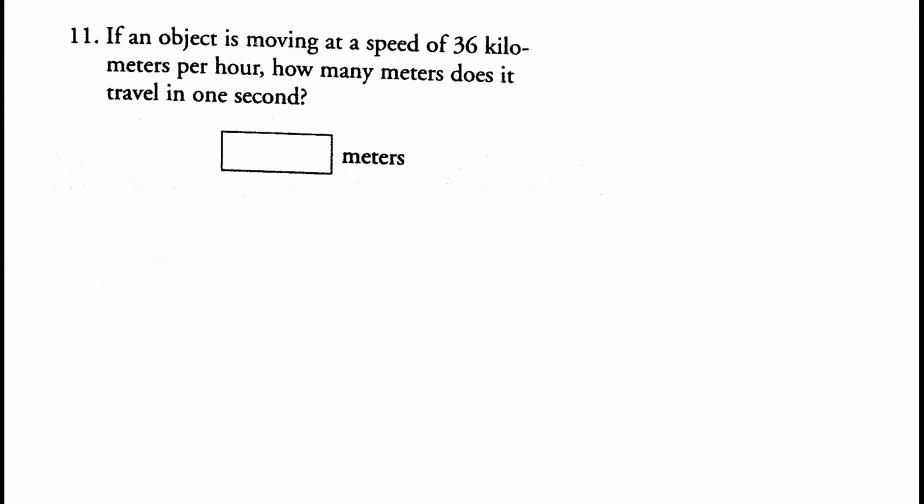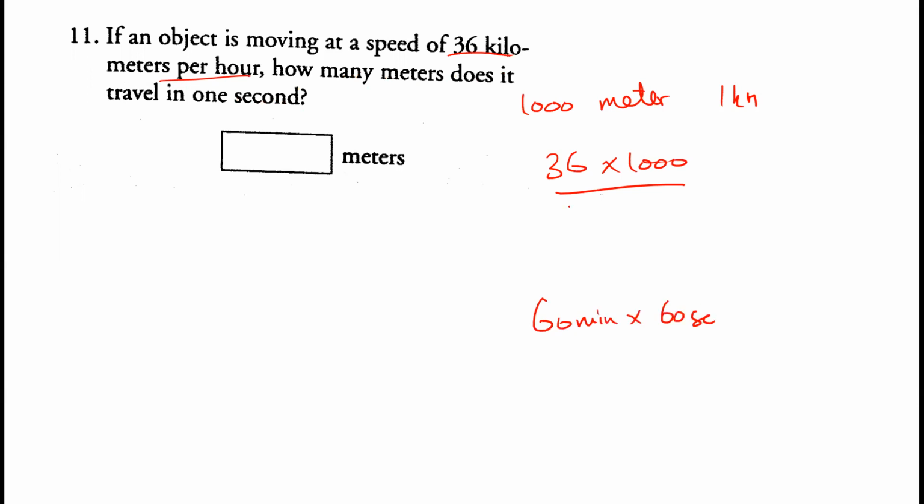Question 11. If an object is moving at a speed of 36 kilometers per hour, how many meters does it travel in 1 second? There are 1000 meters in 1 kilometer, so there would be 36 into 1000. And how many seconds are there in 1 hour? There are 60 minutes in 1 hour multiplied by 60 seconds, so 3600. So 36,000 divided by 3600 equals 10. So in 1 second, it is traveling 10 meters.